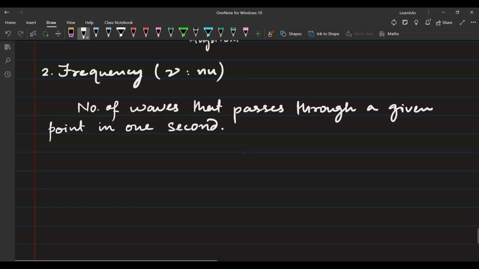Now, number of waves: 5 waves pass in 1 second, 10 waves, 1000, 5000, lakh, 10 to the power 14 waves are passing in 1 second. Right? So number per second. So number will not have any unit. Per second will be the unit. The unit of this frequency will be second inverse or hertz, HERTZ, which we can write as Hz.